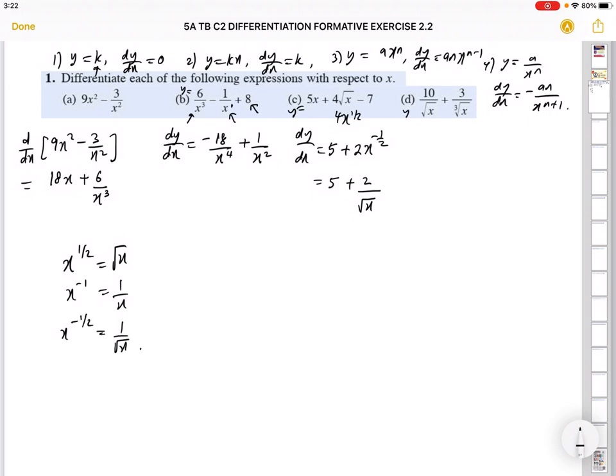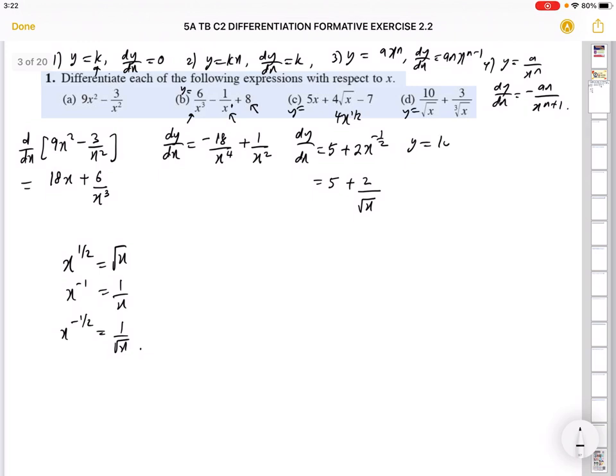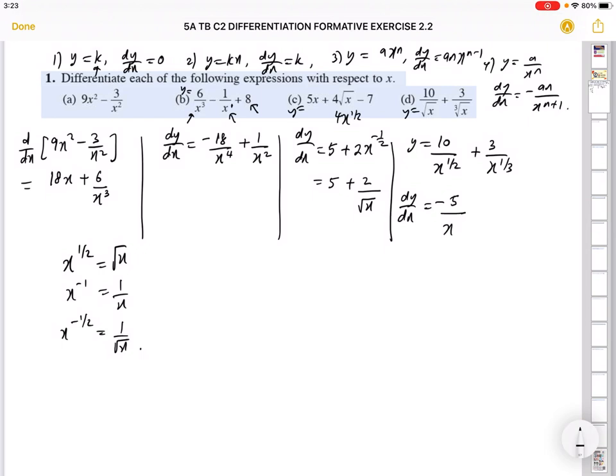Okay, part D, again, maybe in this case, before I differentiate, I would write in the power form: square root x as power half, and cube root as power 1 over 3. Maybe it's easier that way, so you can see it. So the first part, when I differentiate this, I put a negative in front. 10 times half is 5. I copy x, I increase the power by 1. Half plus 1 is 3 over 2.